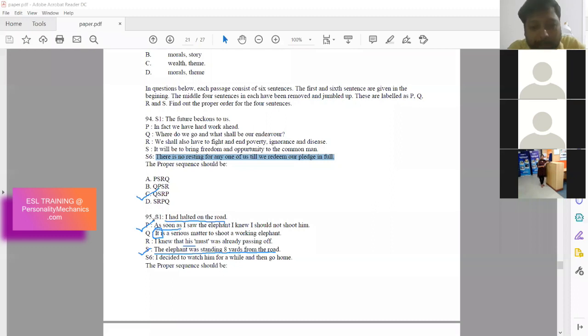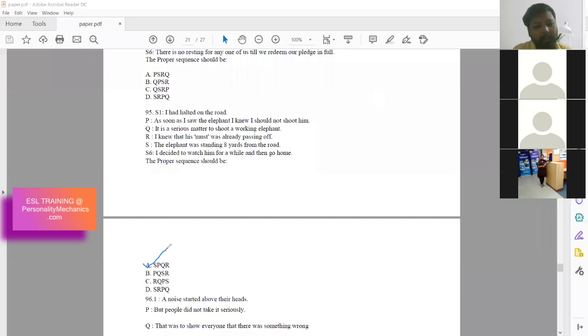Next is, it is a serious matter to shoot a working elephant. I knew that his must was already passing off. I decided to watch him for a while and then go home. So this is the right sequence, correct? This is what your answer is.